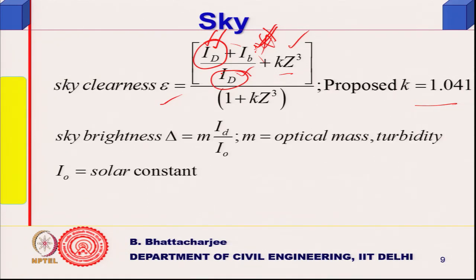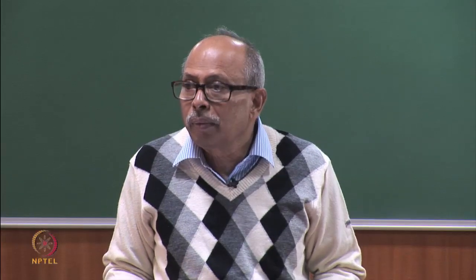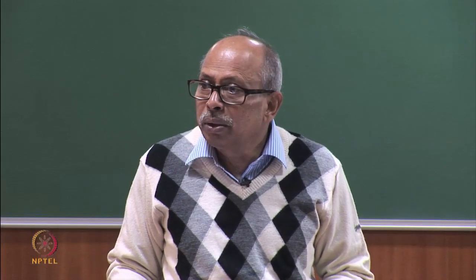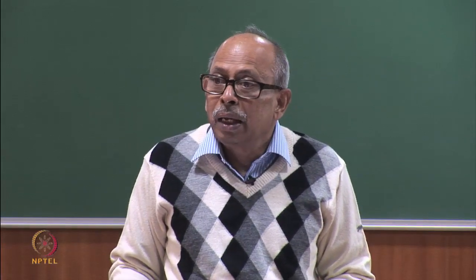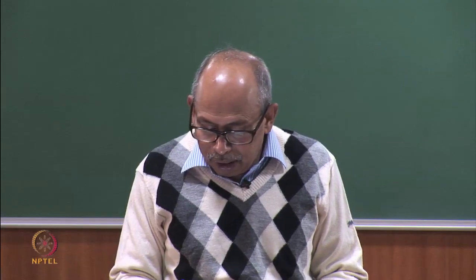Then he defines one more thing called sky brightness, which is m times ID divided by the solar constant. This is the solar constant that we talked about. How much of it reaches the ground as diffused radiation compared to the solar constant? Now, it would depend upon the turbidity of the atmosphere.